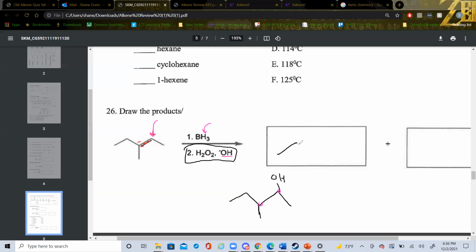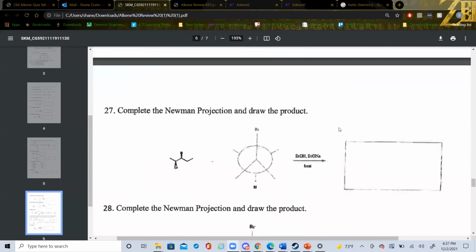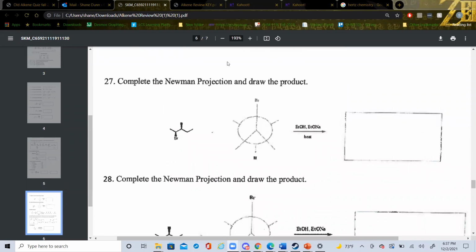So let's say this guy over here is a wedge. This guy right here is going to be a dash. And over here, it's a wedge. And over here, sorry, it's a dash. This guy right here is a wedge. And anti-Markovnikov just gives racemic mixtures most of the time. So, that's what occurs. Okay. So we're going to complete the Newman projection and then draw the product.